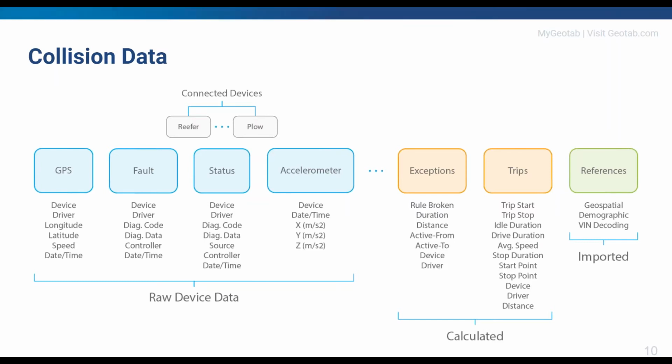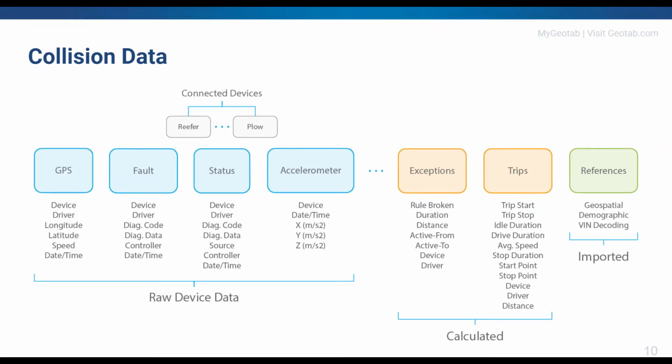So here on the left side, you see the raw data input from our device, which we put in 4 different buckets. We have the GPS bucket, we have the faults, the status, and the accelerometer data. Then from this raw data, which we insert in our platform, we derive and calculate new data, which we have exceptions on.